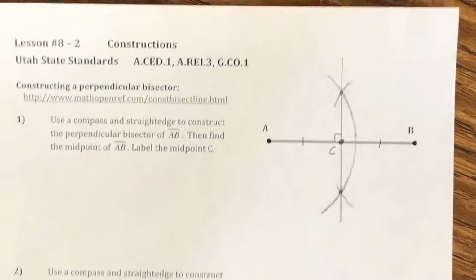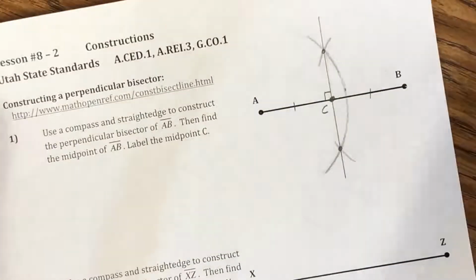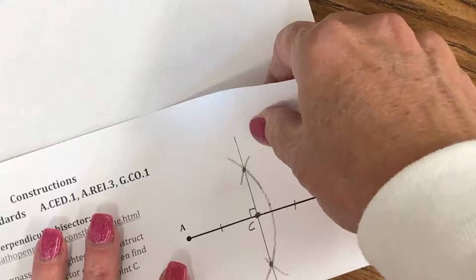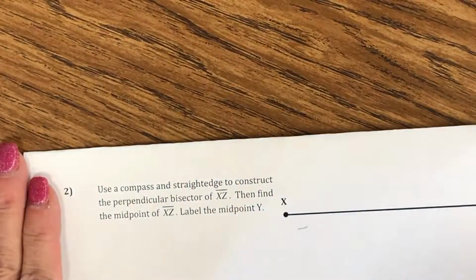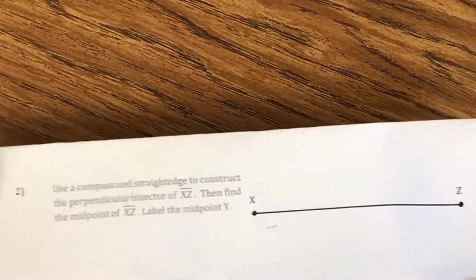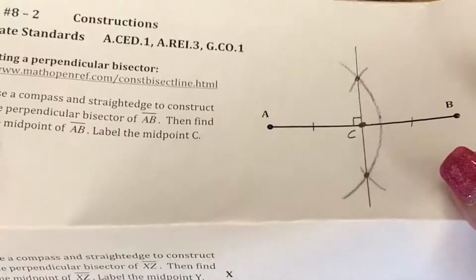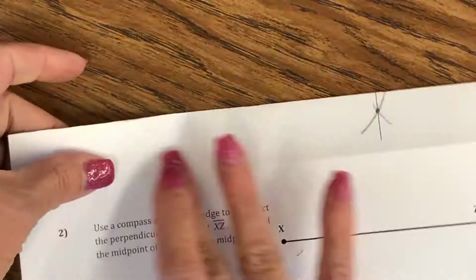Okay, number 2. We're going to do the same thing again. We are going to construct a perpendicular bisector through segment XZ. When we are done, we're going to label that midpoint Y.